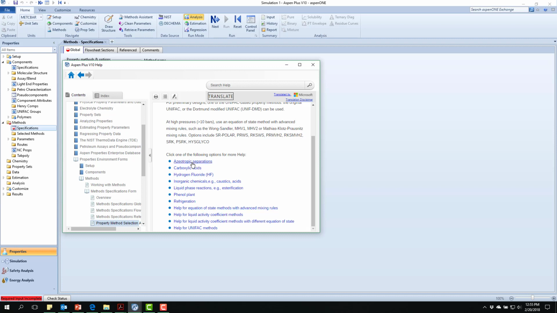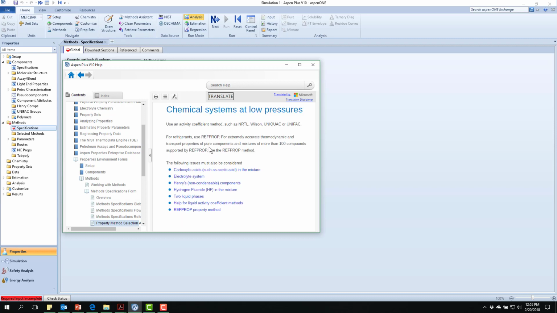Now, in our particular case, azeotropic separation is one that sort of stands out because I think what most people know about ethanol in water is that it does indeed form an azeotrope. So if we click on this, it's going to make some suggestions. And it says that, well, if it's at a low pressure, then you should probably use an activity coefficient model such as NRTL, Wilson, UNIQUAC, or UNIFAC. If it's a refrigerant, then I should use the refrigerant properties packages. So let's go with an activity coefficient method.